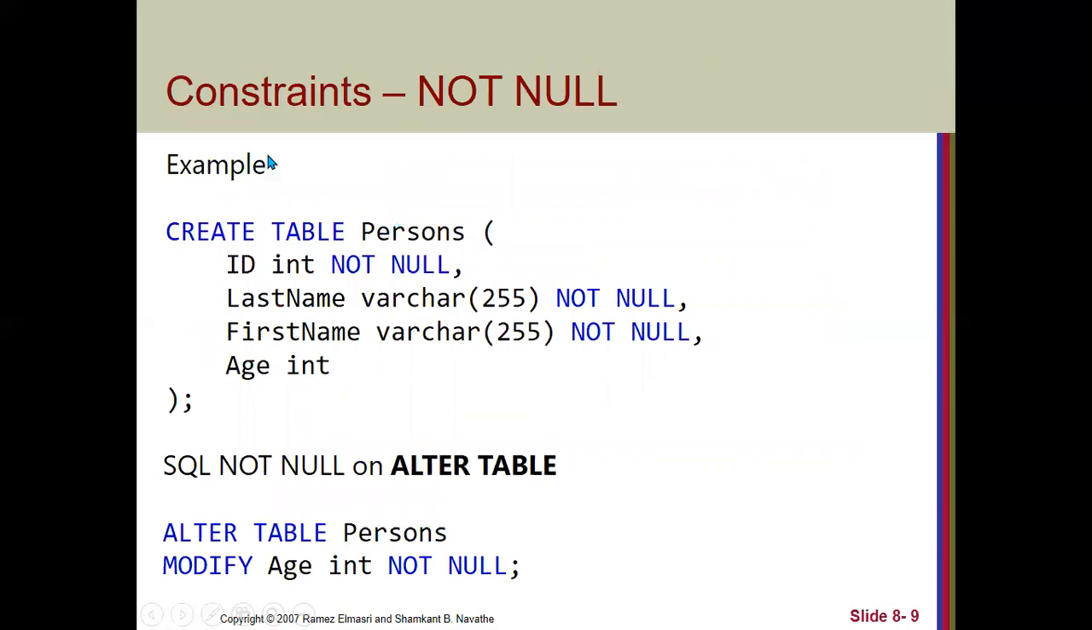The NOT NULL constraint, for example: CREATE TABLE Persons, ID of type integer and NOT NULL. LastName varchar up to a maximum of 255, NOT NULL. The constraint comes after the data type and the maximum, then the name of the attribute. FirstName, the type, the maximum, NOT NULL. Age will be integer.